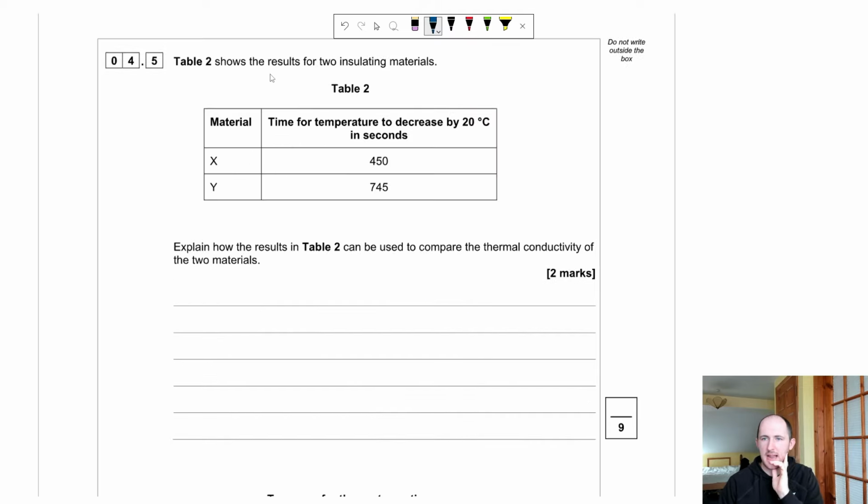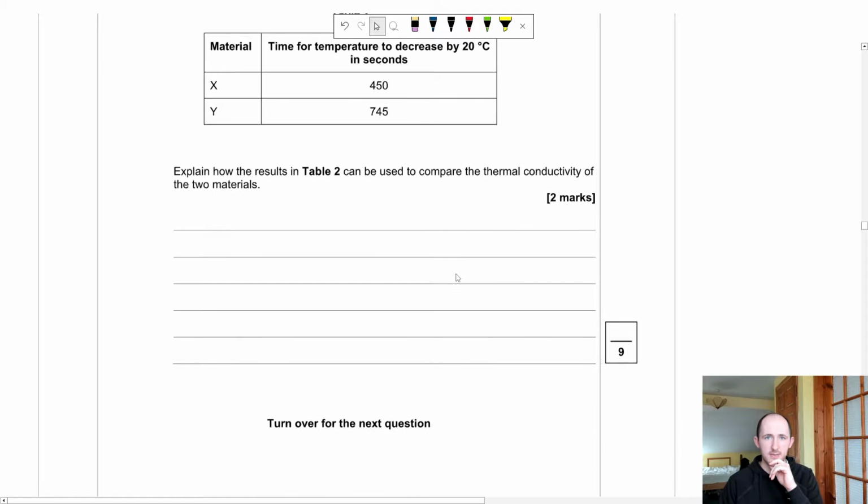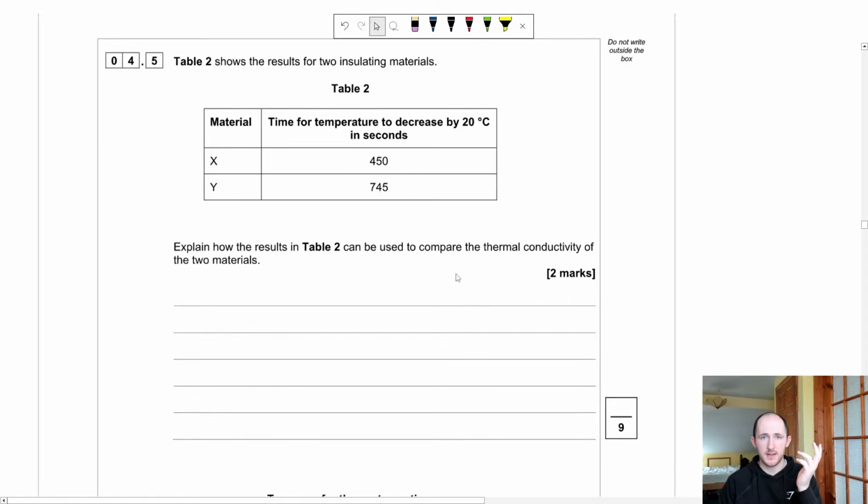Last question for this, we have the results for two insulating materials, X and Y, and we can clearly see X has a much shorter time to decrease by 20 degrees than Y. Explain how the results in table 2 can be used to compare the thermal conductivity. So thermal conductivity is how good of a conductor of heat a material is. And if you think about it, the bigger the thermal conductivity, the quicker it will change temperature, because it's conducting heat and giving off heat far quicker.